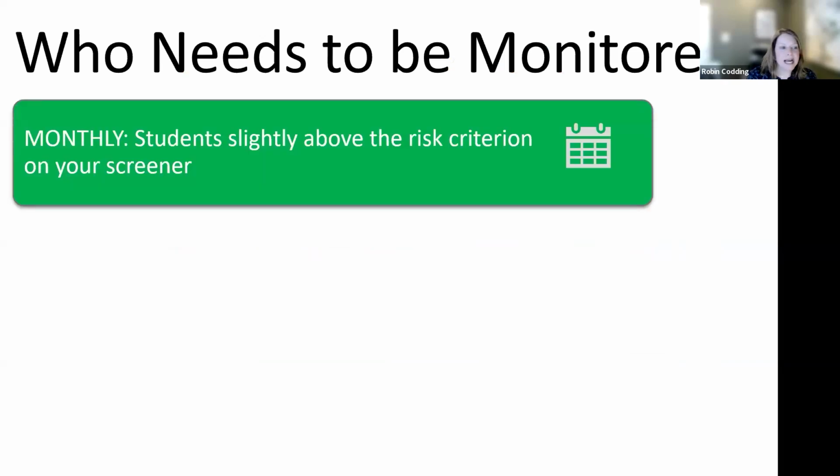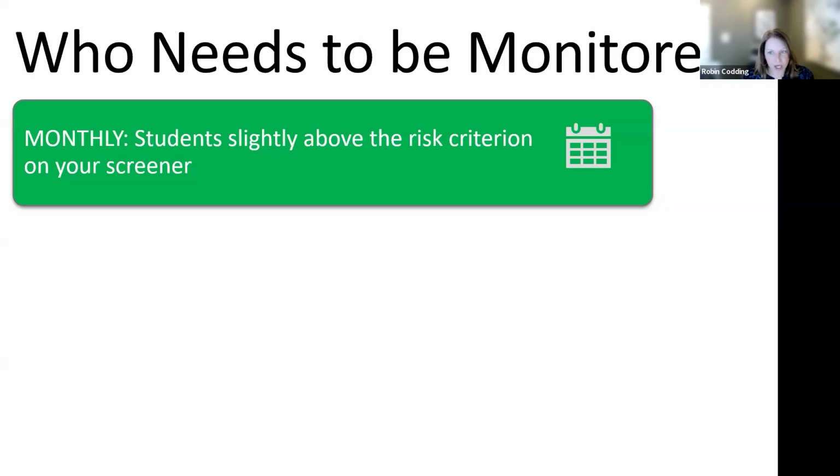Then we want to think about who actually needs to be monitored. So I like to think about students that are slightly above the risk criterion on your screener being monitored on a monthly basis. So taking a more proactive approach to thinking about who is going to potentially be at risk. One of the reasons why we have really dove into a multi-tiered system as a potential answer to the kids that got lost in our system is this idea of linking data to intervention and making sure we can catch all kids.